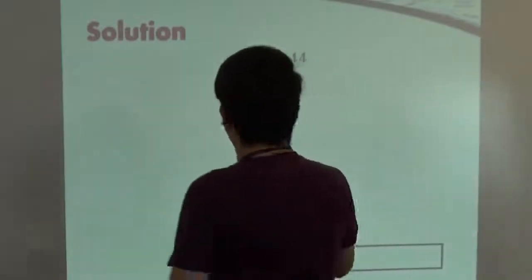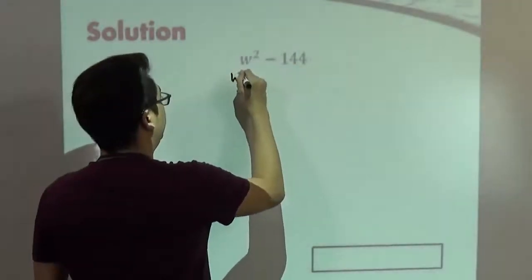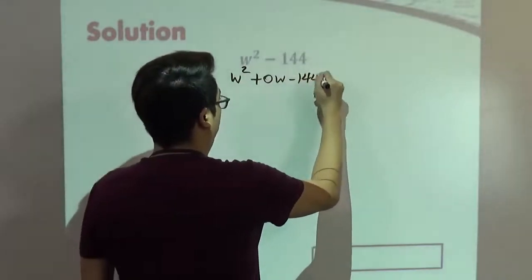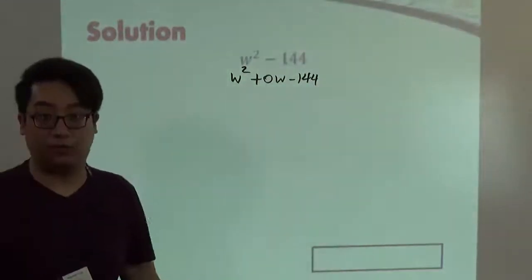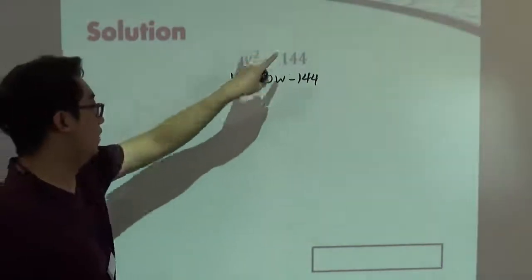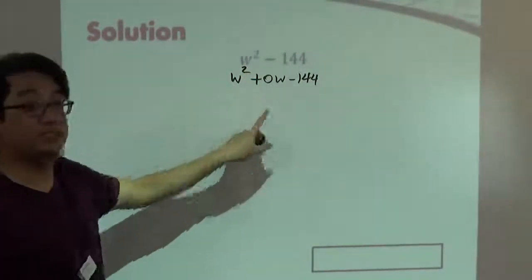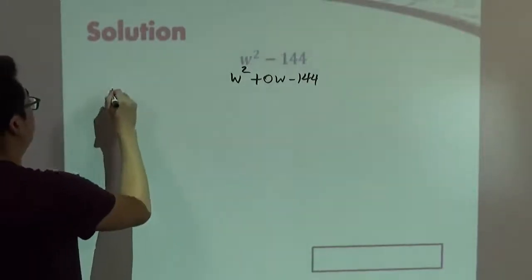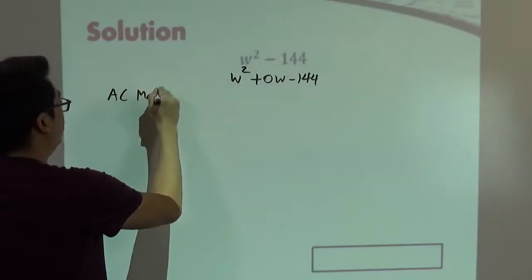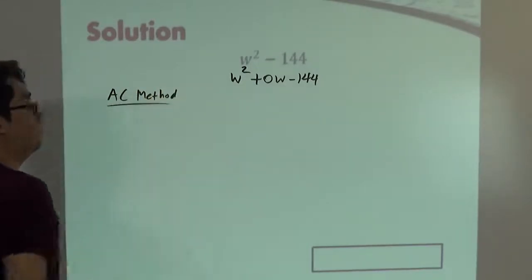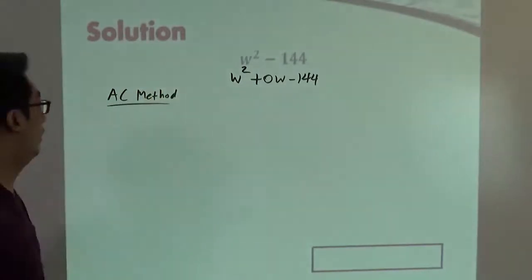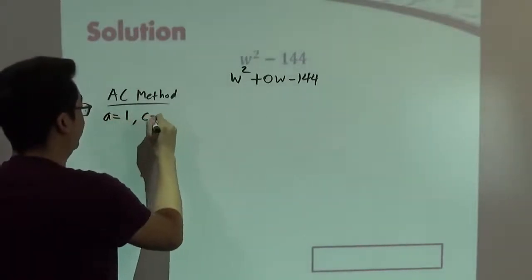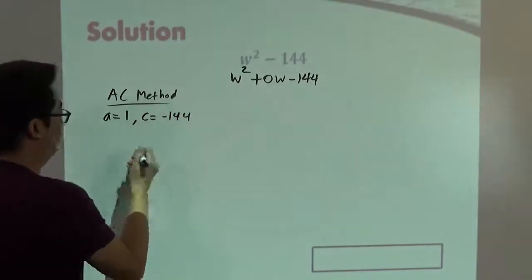So, to make things nicer for ourselves, let's write this as w squared plus 0w minus 144. Because I know 0 times w gives me 0. So that just goes away, I'm left with the original. I just wrote this so that it would be easier to see when we're doing our AC method. So, just like before, apply the AC method. Our a, again, is 1, because that's the coefficient in front of the w squared. And our c is a negative 144. We take them, we multiply.